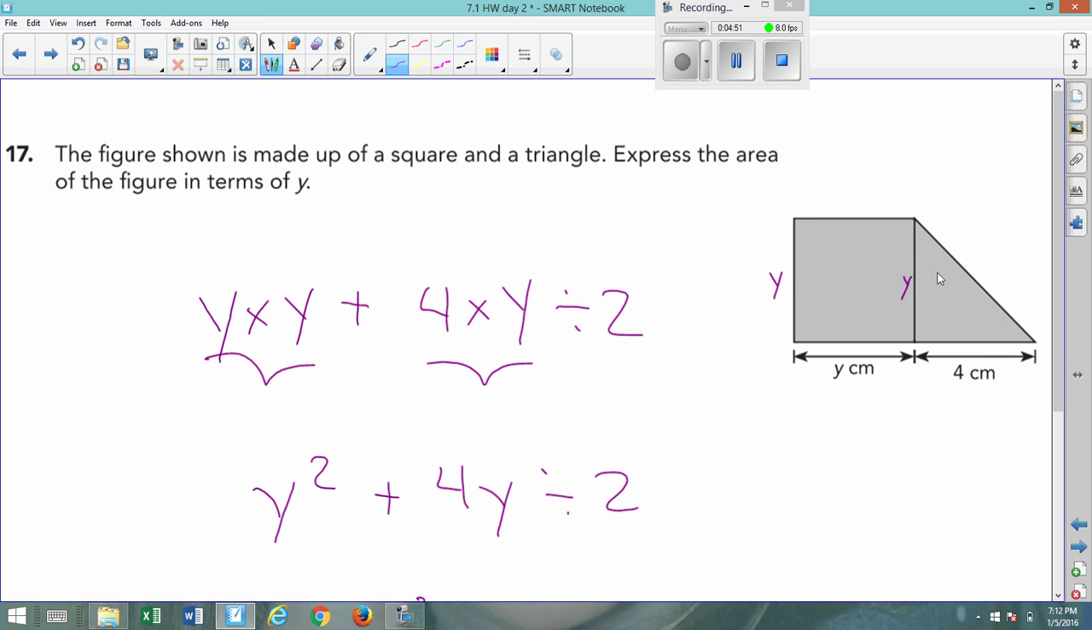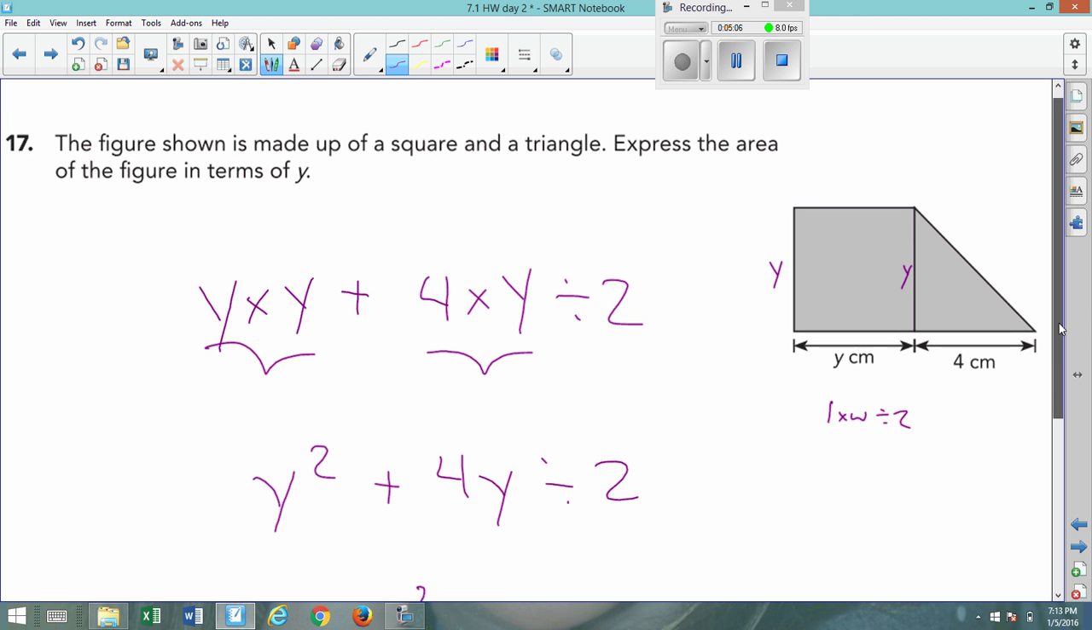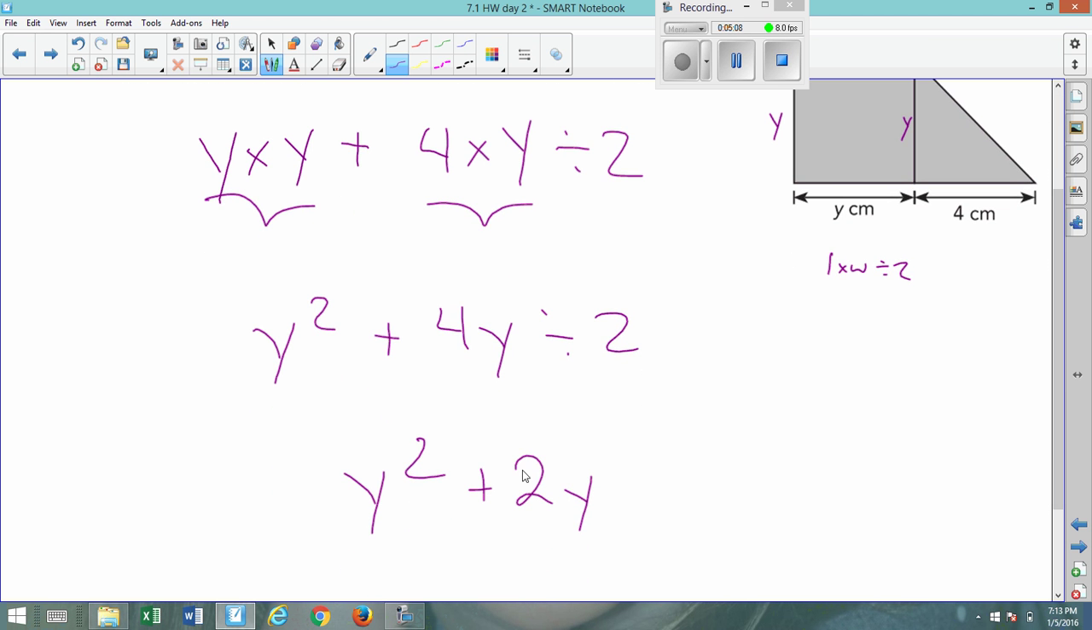Then we have to figure out the area of a triangle. Now remember, area of a triangle is length times width divided by 2. So the length is 4, the width is Y, so we do 4 times Y divided by 2. And if you divide 4Y by 2, you get 2Y. So you get Y squared plus 2Y. That's going to be your final answer on that one. That one's kind of tough.